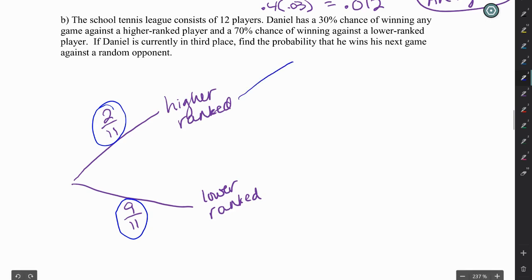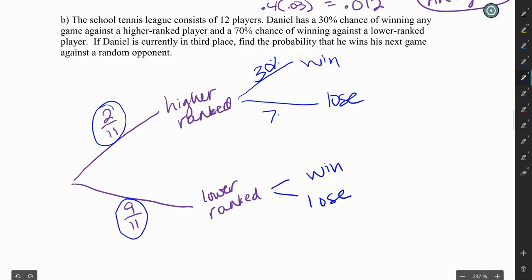Now from there, if he's playing a higher ranked person, he can either win or lose. The same is true if he's playing a lower ranked person. The probability that he wins is 30%, and so the probability he loses is 70%. If he plays a lower ranked person, those probabilities switch.